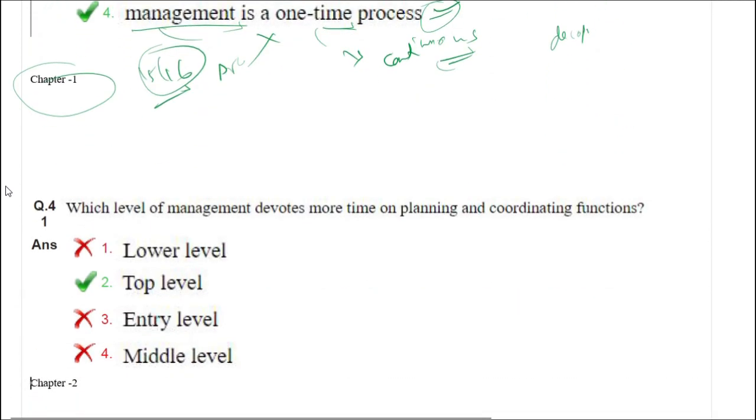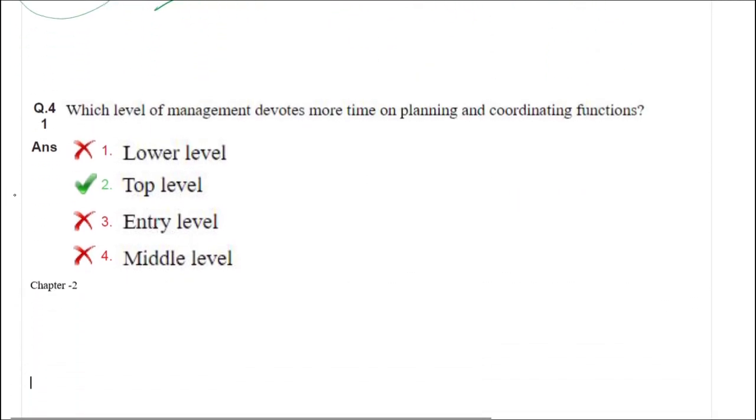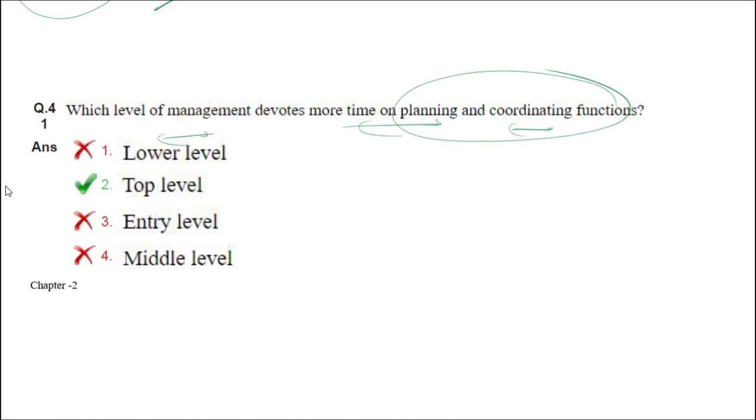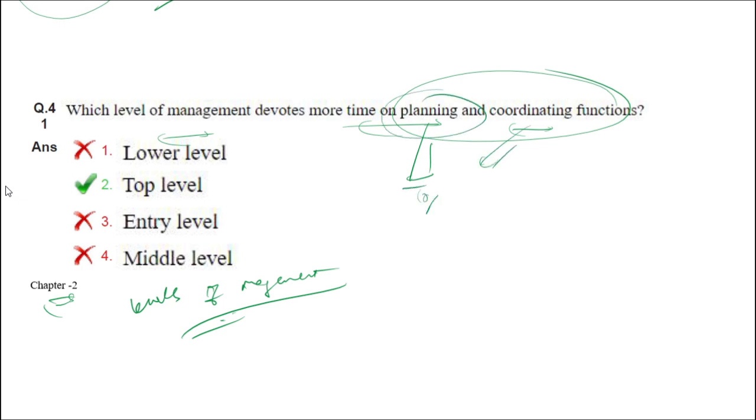Next, moving to the next question: which level of management devotes more time to planning and coordinating functions? If you go to chapter 2 or my previous video on the levels of management, I have clearly told that everything related to planning is always done by the top management people, because they will be deciding on the vision and mission.